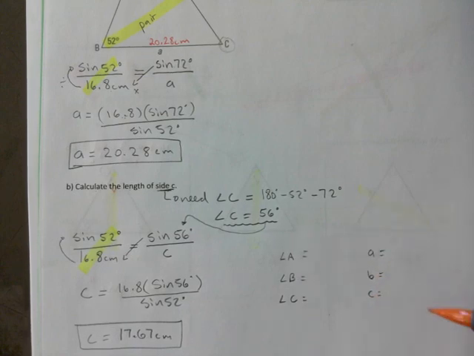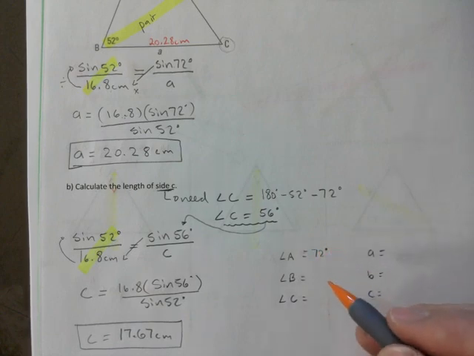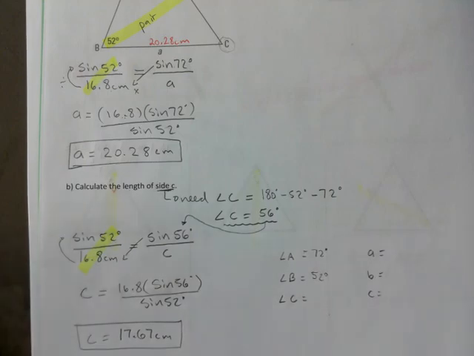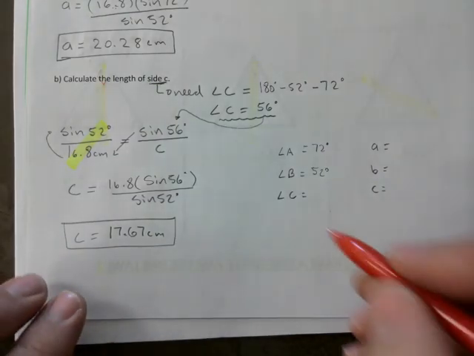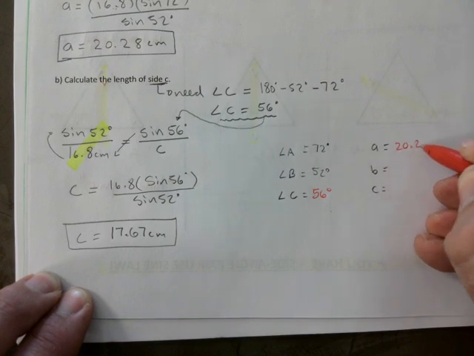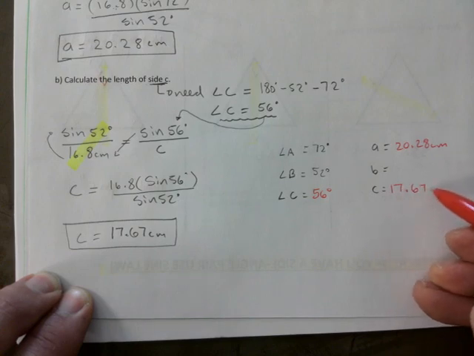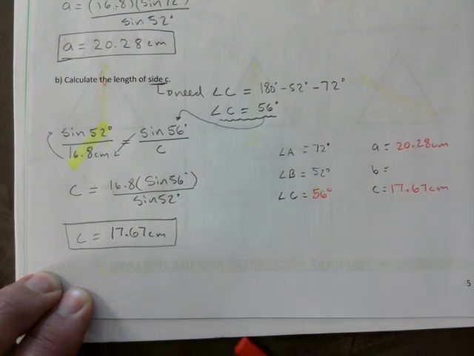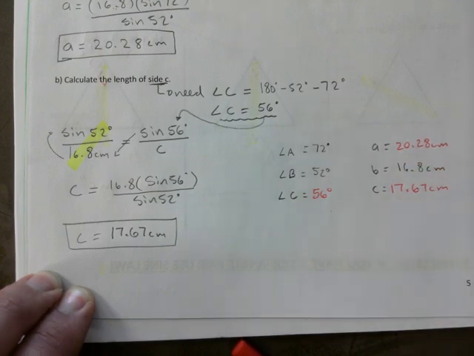I want to emphasize one point. Angle A is 72. Angle B is 52. Angle C I just found, right? Sorry, I'm going to move it a bit. Angle C I just found, that was 56 degrees. And now my sides. Side A I calculated, that's 20.28 centimeters. Side C I calculated, that's 1767. Side B was given to me, so I didn't need to calculate that.